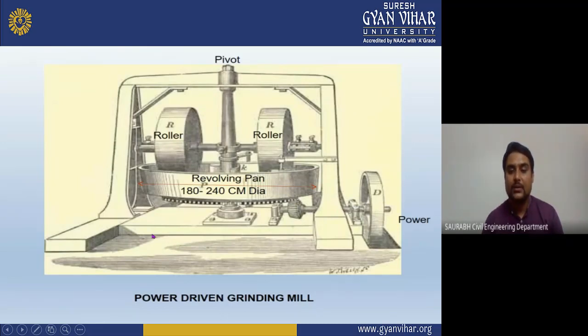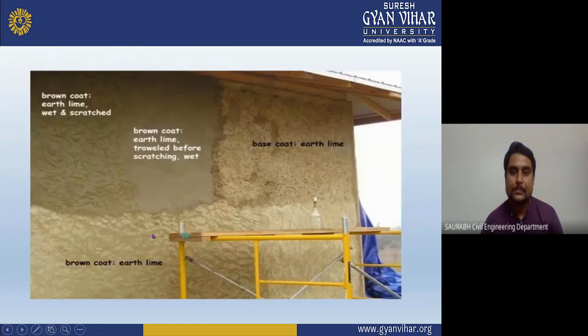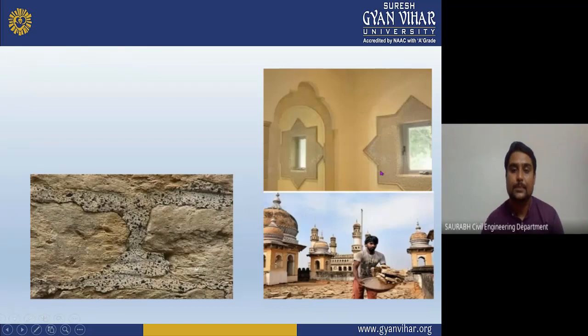And this is a power driven grinding mill, which can also produce lime mortar. Here you can see the plastering work which is done with lime mortar. As you can see, there is a brown coat, which is known as earth lime mortar, and the base coat is also made with earth lime mortar.